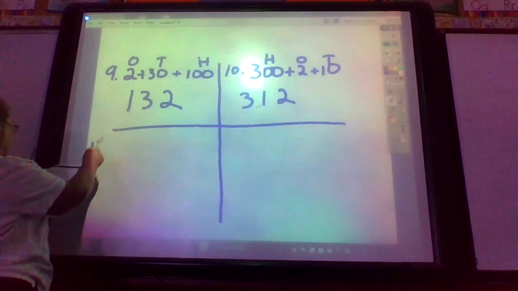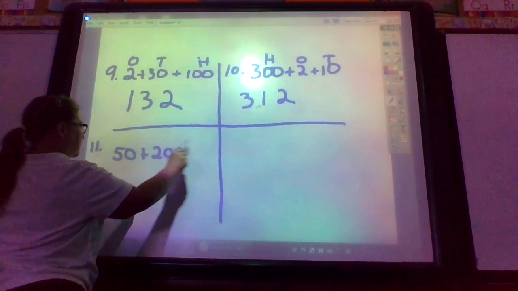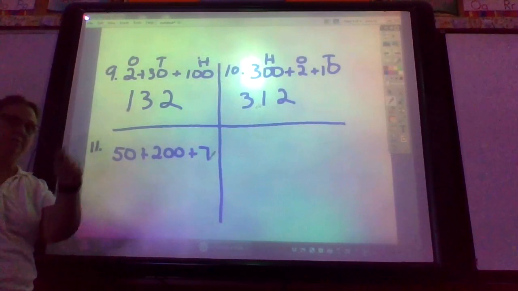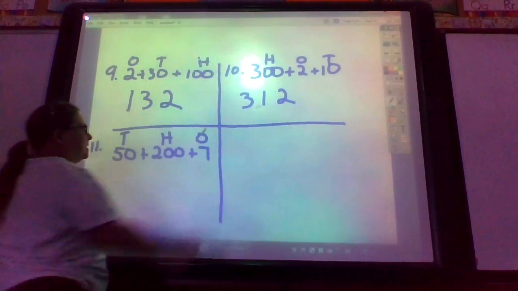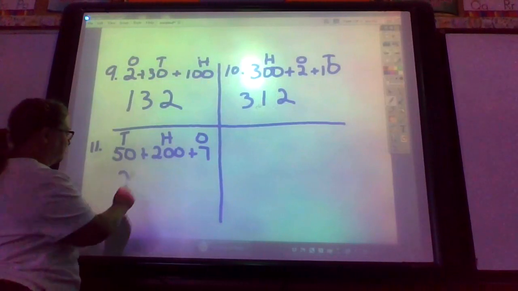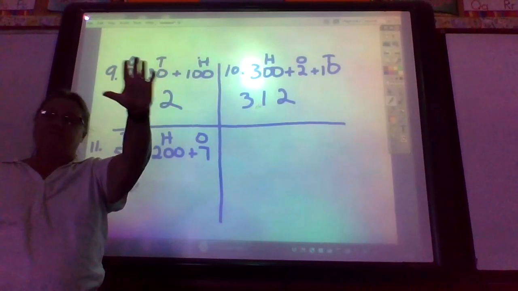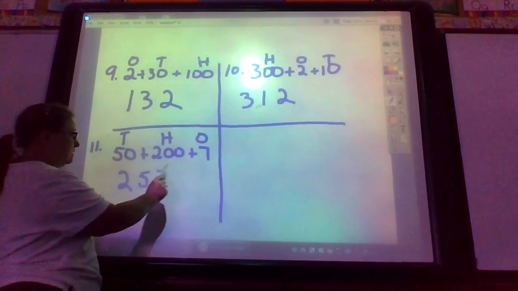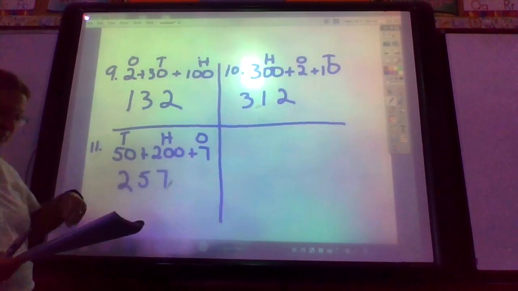Let's do number 11. We have 50 plus 200 plus 7. Well, we read from hundreds, tens to ones. They don't have it like that. Hundreds, tens, ones. So let's start in our hundreds because that's where we start. I have 2 hundreds, so I have a 2. I have 10, 20, 30, 40, 50. I have 5. I have 5 tens. And I have 7 ones. 257. That is the number in expanded form that they wrote.